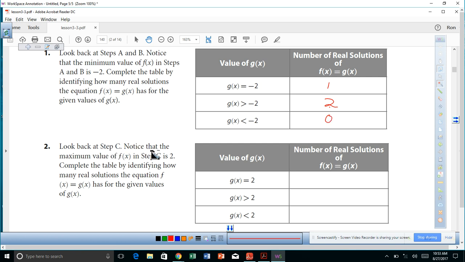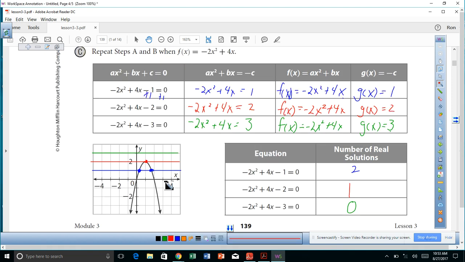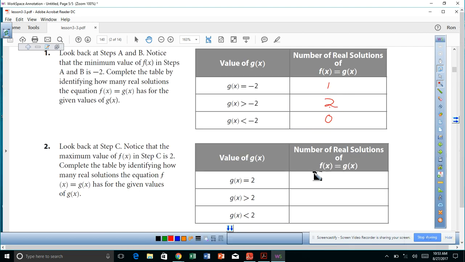Now let's take a look back at step C. Notice that the maximum value of f of x in step C is 2. Complete the table: equals 2, greater than 2, and less than 2. So let's take a look at C. If it equaled 2, there was 1 solution. If it was less than 2, there were 2. And if it was greater than 2, there were 0. So equals 2 is 1 solution, greater than 2 was 0 solutions, and less than 2 was 2.